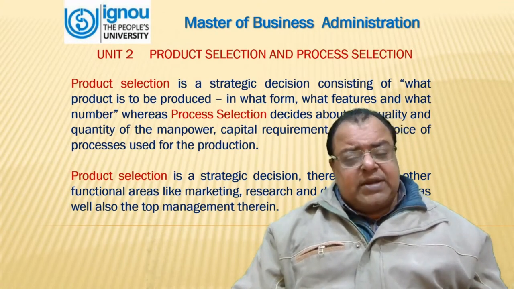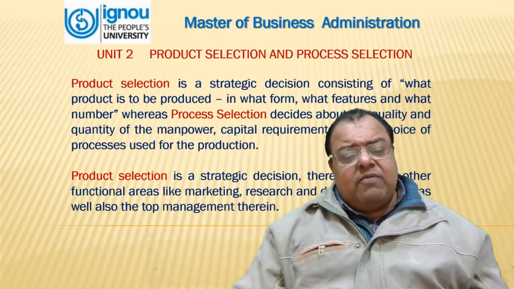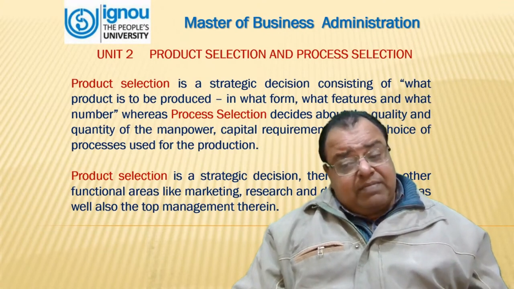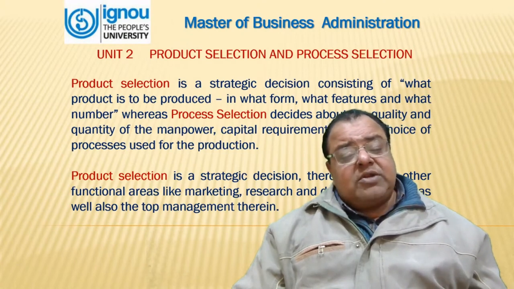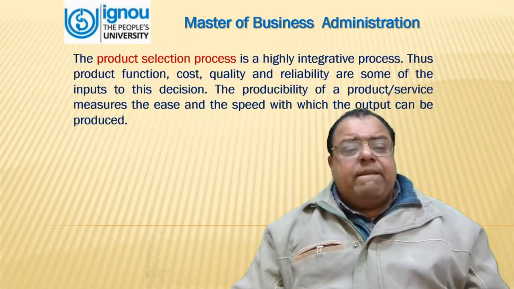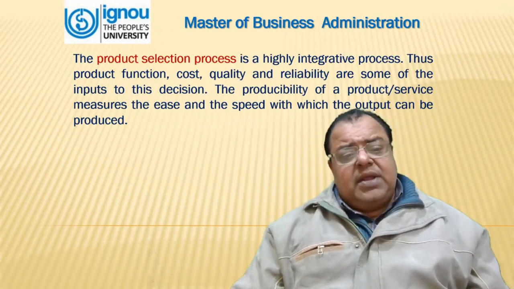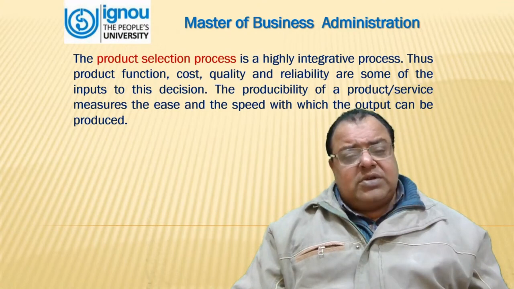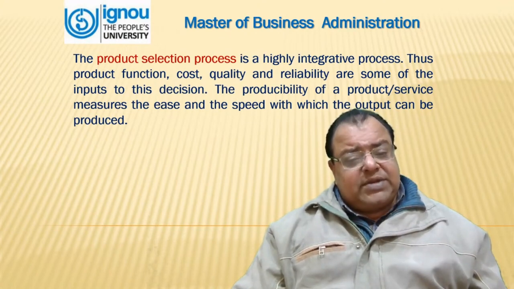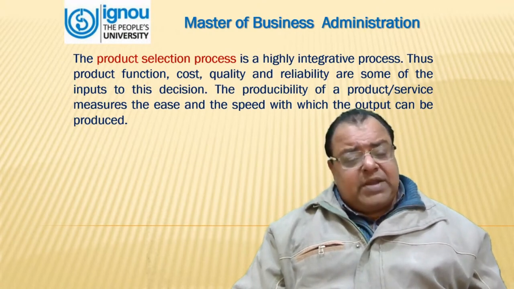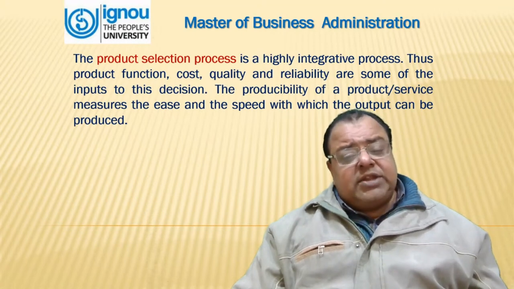Product selection is a strategic decision, thereby involving other functional areas like marketing, research and development, as well as the top management area. The product selection process is a highly integrative process. Product functions, cost, quality, and reliability are some of the inputs to this decision. The producibility of a product or service measures the ease and the speed with which the output can be produced.